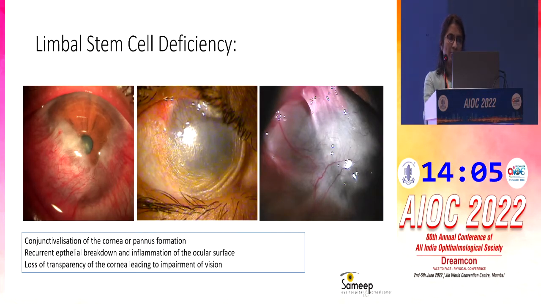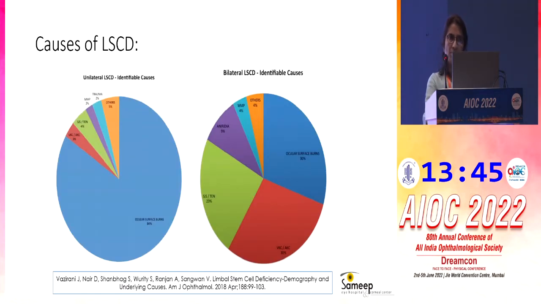So these are various clinical pictures of limbal stem cell deficiency, which is characterized by conjunctivalization of the cornea or pannus formation, recurrent epithelial breakdown and in turn inflammation of the ocular surface, and loss of transparency of the cornea leading to impaired vision in these cases. There are various causes of limbal stem cell deficiency, but here our interest is related to ocular burns.